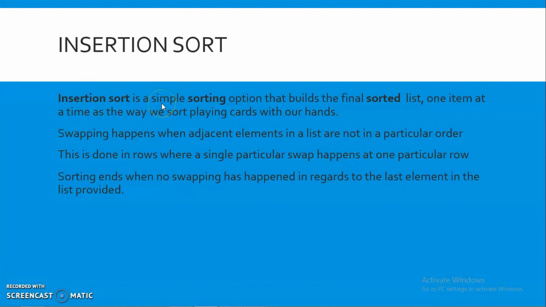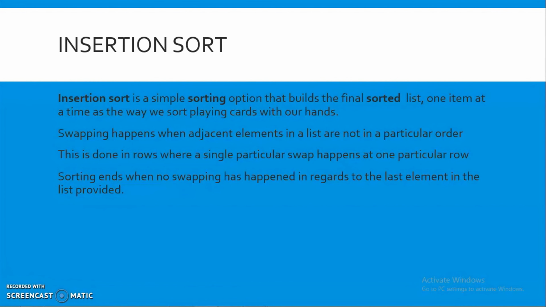Insertion sort, a simple sorting method like the way you play cards with your hands. Swapping of elements happens if the adjacent elements are not in a particular order. This is done in rows. A single row contains a single swap. So each time a swap happens for a particular element, that marks the end of that row. You have to start another fresh row and compare elements that follow in that array or that list you're given.